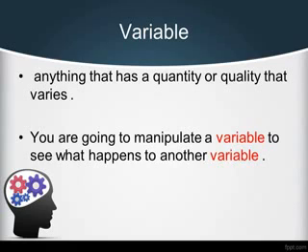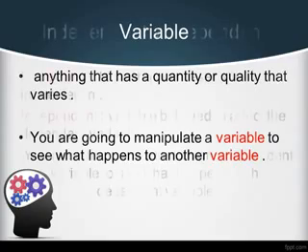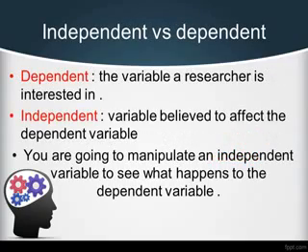Let's look at other terms which will make our statement more scientific and specific. The dependent variable. It is a variable that a researcher is interested in. The independent variable is the variable believed to affect the dependent variable. So our scientific statement is you are going to manipulate an independent variable to see what happens to the dependent variable.